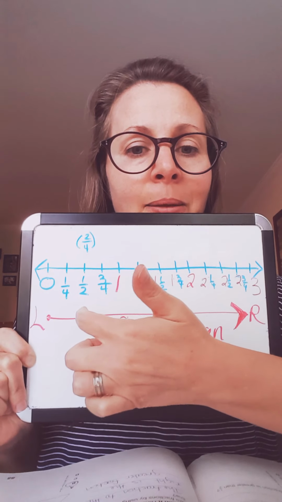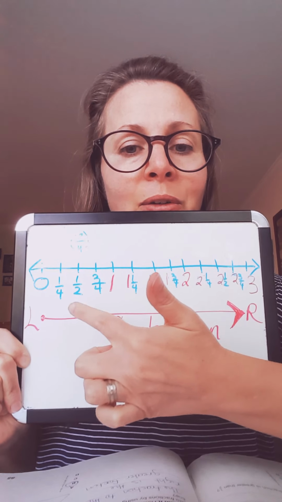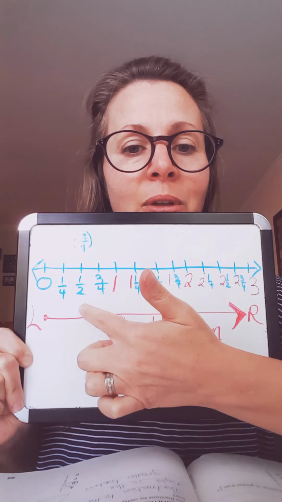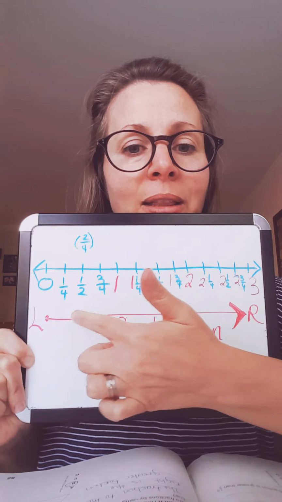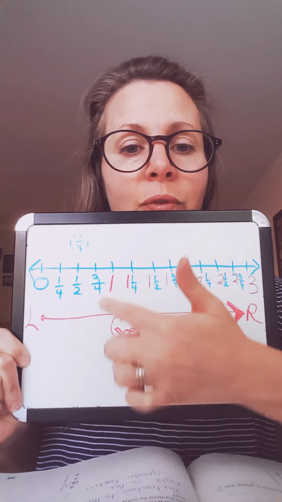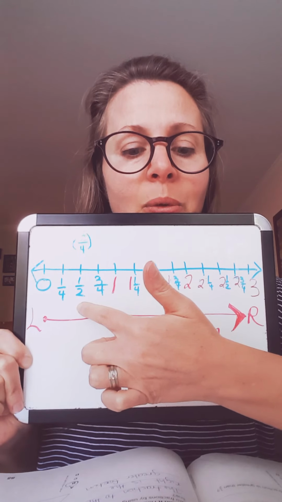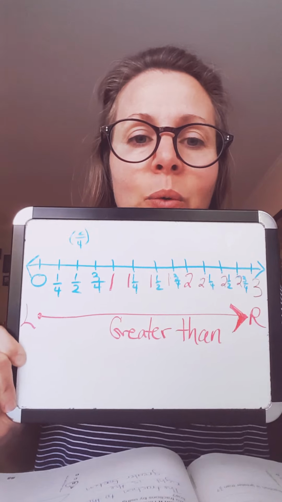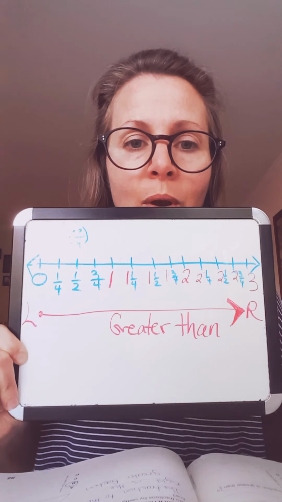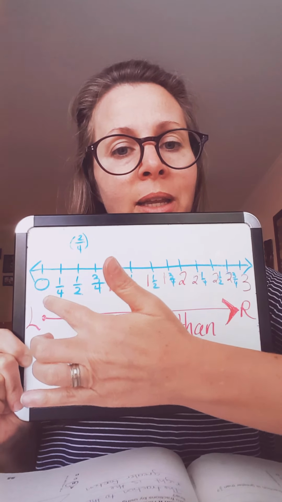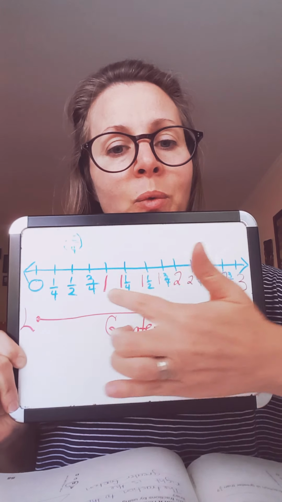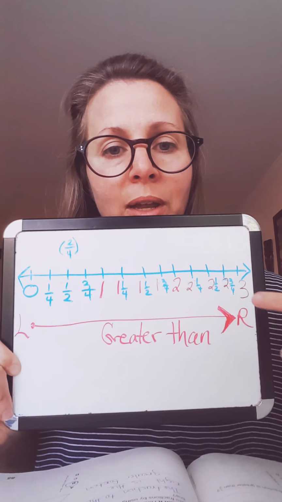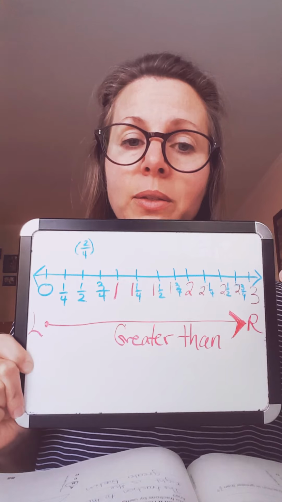So if we say, what fraction is larger than 1/2, all we have to do is go to the right, and right there on the number line is 3/4. So 3/4 is larger than 1/2. That's the answer to number 2. Okay, so I wanted to point that out. If you can remember that 0 is the jumping off point, and the further right a number is on the number line, the larger it is, the greater it is, okay?